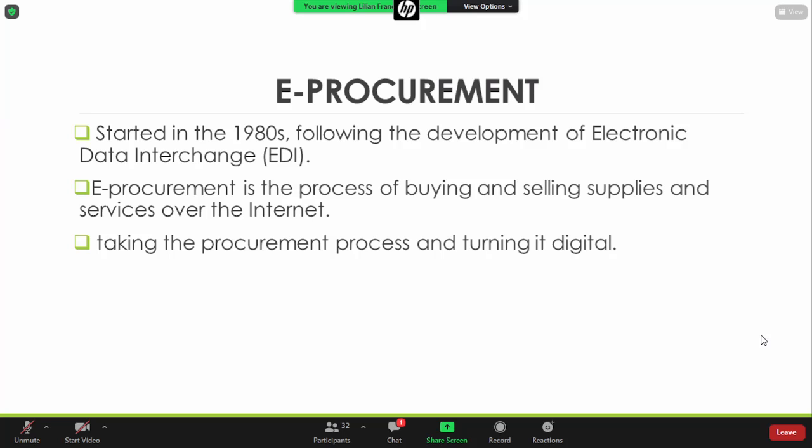Kung dati kapag nagpo-procure, kailangan pa ng transportation like for business transaction. Ngayon, with the use of e-procurement, they no longer had to physically send documents or makipag-negotiate as instead they could be sent electronically.